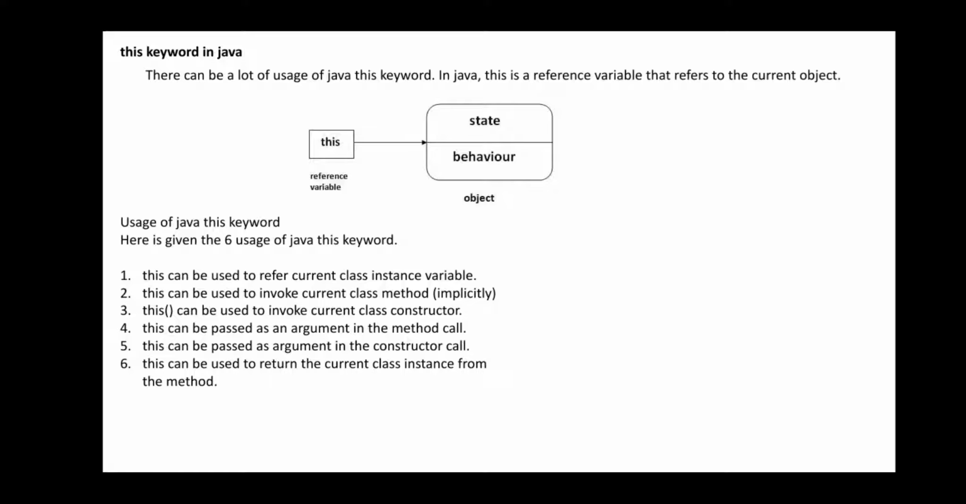So these are the 6 important usages. This can be used with an object variable. This can be used for a method implicitly, meaning within a function. This can also substitute your constructor, and it can be used as a method call, constructor call, as well as a class instance from the method. We can go with the simple 6 examples that are defined here.